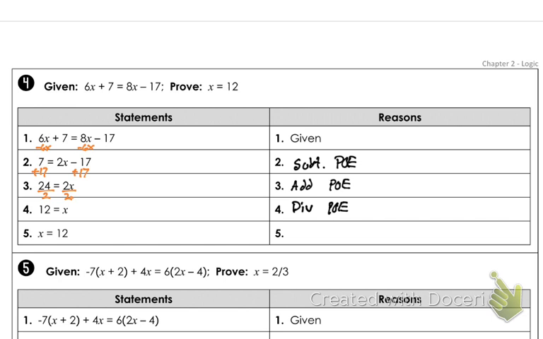So it didn't say find 12 equals x. It says make it x equals 12. That's what it says prove. Your last statement has to match this. How do I flip it? Kennedy? I use the symmetric property.